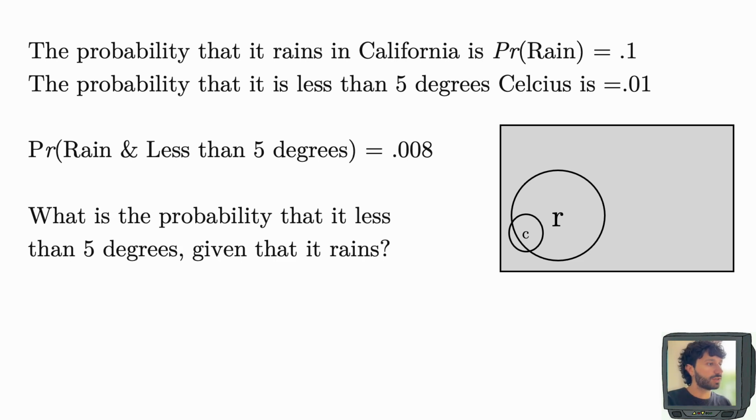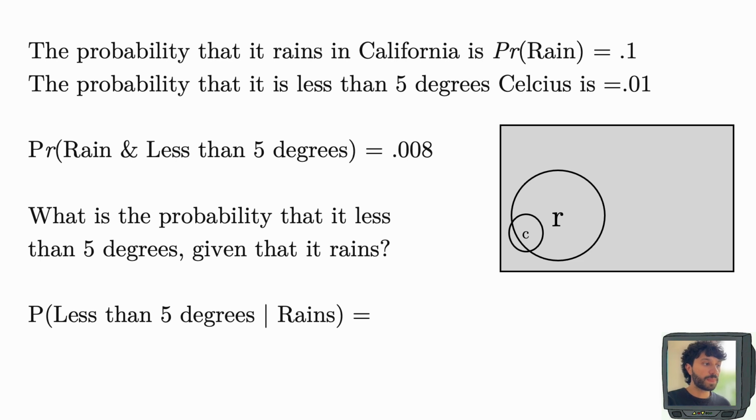And suppose I ask you, what is the probability that it is less than 5 degrees in California given that it rains? Note that I'm not asking you the probability that it rains and that it's less than 5 degrees. I'm asking you, suppose that it's raining in California. In that case, what's the probability that it's less than 5 degrees? So how would you represent this?